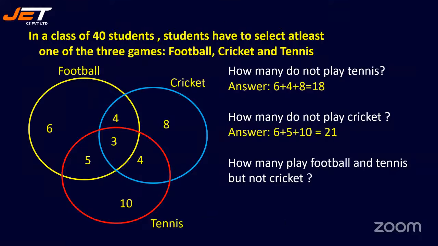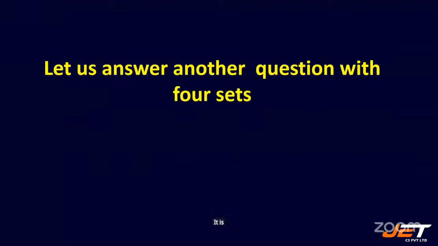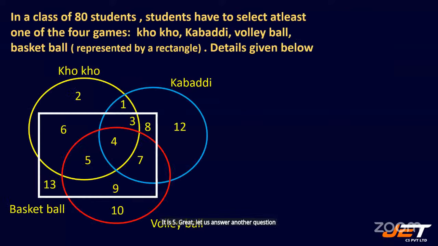How many play both football and tennis, but not cricket? So you have to just see it and quickly give me the answer. How many play football and tennis, but not cricket? It is 5. Right.